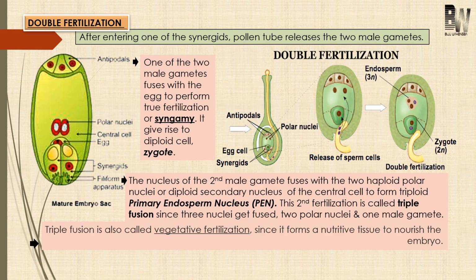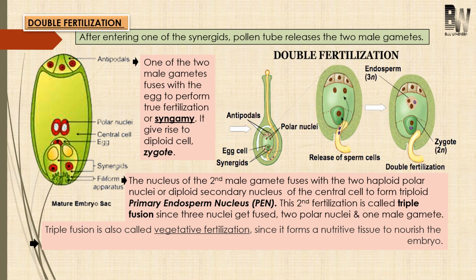Now come to the second point. The other male gamete, that is the second male gamete, will move upward and fuse with the two haploid polar nuclei. These two polar nuclei can also fuse together before fertilization to form a diploid secondary nucleus. So you can say the second male gamete will fuse with two haploid polar nuclei or a diploid secondary nucleus to form the primary endosperm nucleus, which has a triploid number of chromosomes.